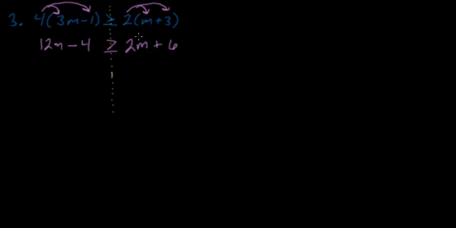So I'm going to take this 2m and cancel it. So I'm going to subtract 2m over here so that I can get rid of the variable term on the right. And whatever I do to the one side, I have to do to the other. So I'm going to subtract 2m over here from that 12m. And that's going to give me 10m. Bring down the -4. Bring down the inequality, the greater than or equal to, and bring down this 6.